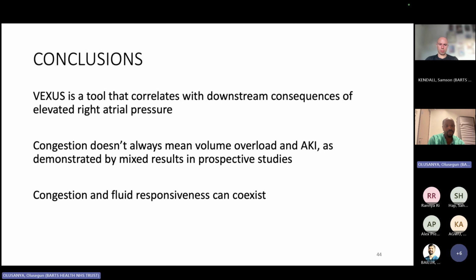That brings us to the end of my little whistle-stop tour of VExUS. Remember, it's about right atrial pressure and its consequences. It correlates really well with downstream consequences of right atrial pressure, especially in people with right ventricular dysfunction. But it's not a volume state monitor, and it doesn't always directly correlate with volume status and AKI, and that's what we're seeing in all these studies. And just remember that congestion and fluid responsiveness can exist together, so it's not one or the other.